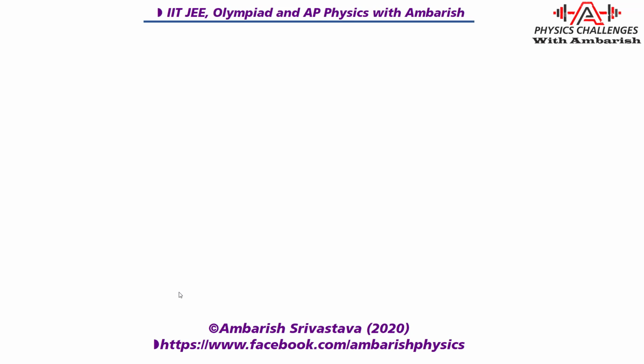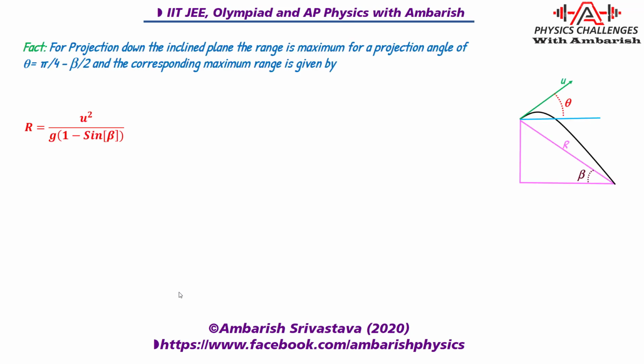Before I get into the solution, there are certain facts that you need to recollect from your IITJEE physics. This is the standard result that we do with projection on inclined plane in IITJEE physics. That is, for projection down the inclined plane, the range is maximum for a projection angle of theta equal to pi by 4 minus beta by 2 from horizontal. And if you plug in this value for the projection angle, the corresponding maximum range is given by r equal to u square upon g into 1 minus sine beta. So this is the standard result that you will be needing for this problem.